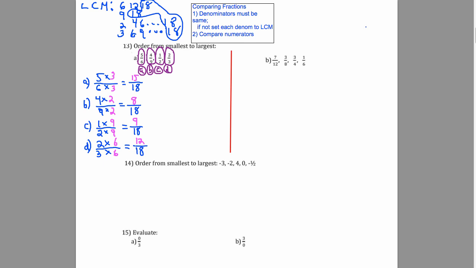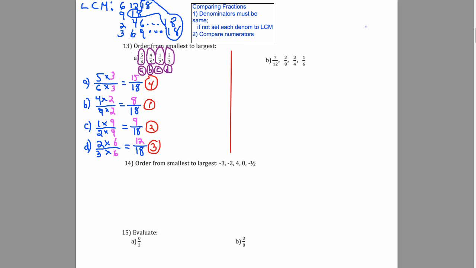So now we're ready to compare our fractions. B is the smallest fraction. I'll call that number 1 because it has the smallest numerator. C would be the next smallest because it's 9. The next smallest would be D. And finally, the largest would be A. Again, we're comparing numerators, and from smallest to largest, we went from 8 to 9 to 12 to 15.